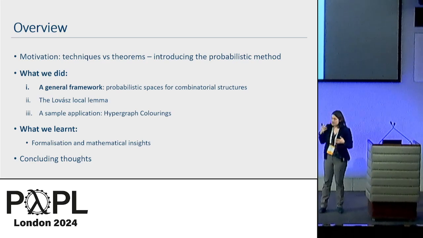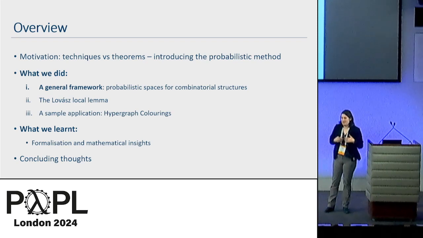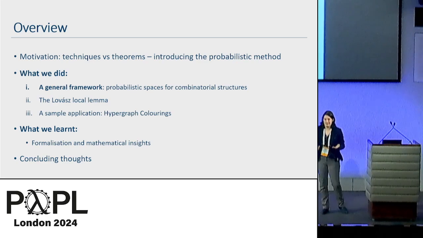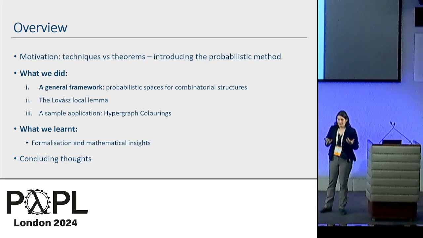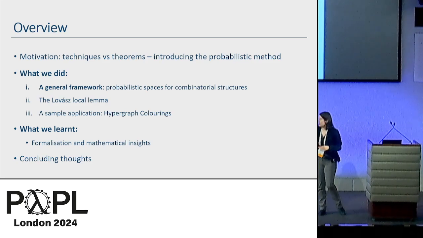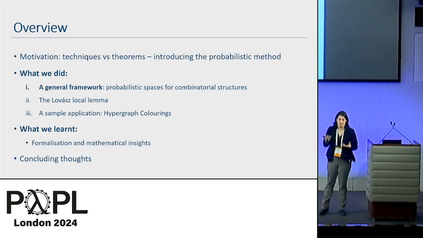theorems. So in the next 25 minutes or so, I'm going to introduce what I mean when I say the probabilistic method for combinatorics, and then go over the three main things that this paper contributes: a general framework for the probabilistic method, the formalisation of the Lovász local lemma, and then a few sample applications to show how it works in practice.